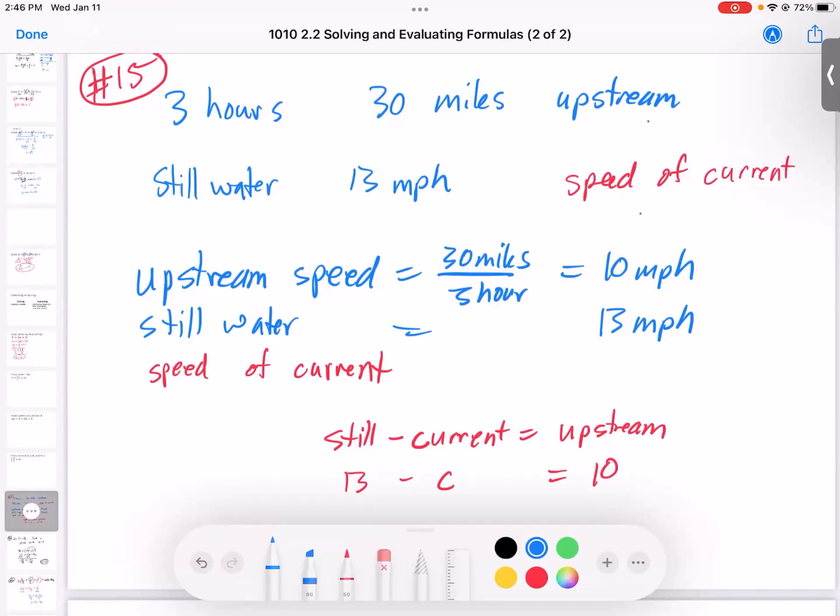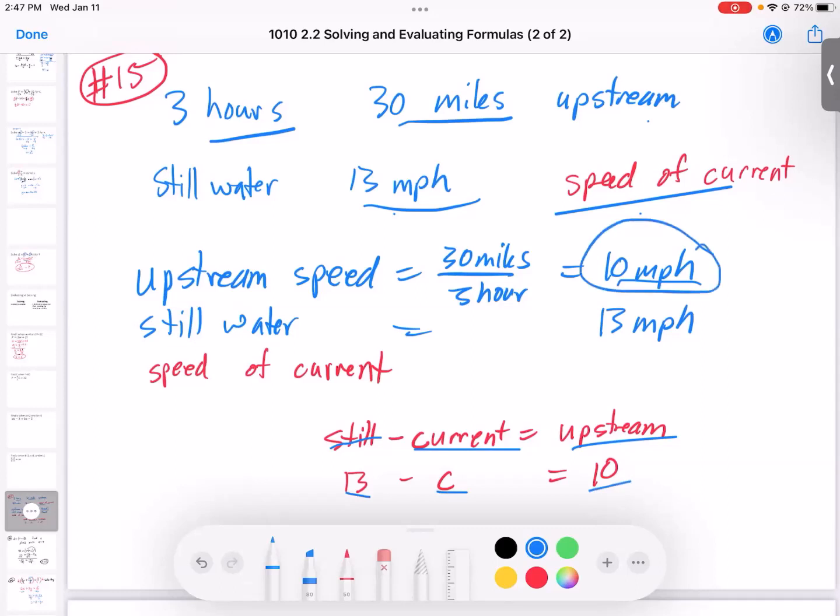One of the things that can be helpful with word problems is to look at the units. This is a speed unit, this is a speed. And we can convert this into a speed. We can say the upstream speed is 10 miles an hour because 30 divided by 3 is 10. And then you say, okay, well, the current is pushing backwards against the still water speed, so you would subtract the current speed to get the upstream speed. And so that tells us that 13 miles an hour minus whatever speed the river is flowing at has to equal this 10 miles an hour upstream speed. And then that just means c is 3.